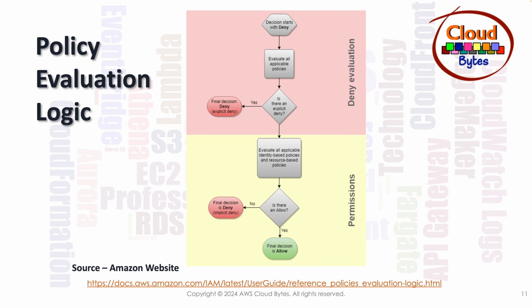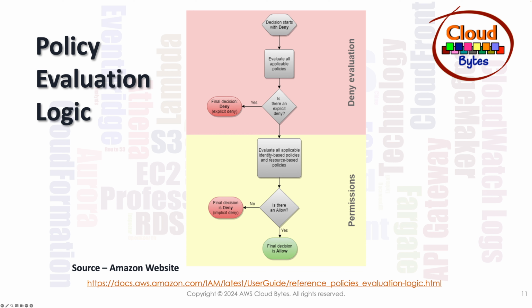What's the policy evaluation logic? Let's look into the logic over here. This is a flowchart from the AWS website itself. You can see implicitly everything is denied. Create a user and you are not assigning anything to the user. If that identity wants to access any of the resources or services, it will be an implicit deny. If all the policies are evaluated and there is an explicit deny, then the decision is still a deny. If there is no explicit deny, we look at the permissions over here.